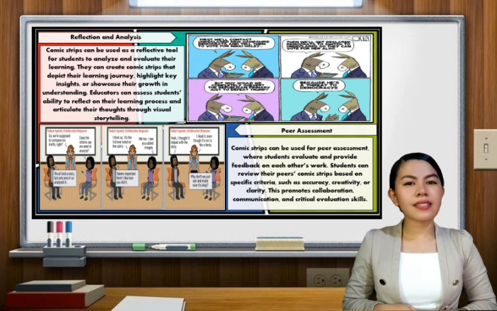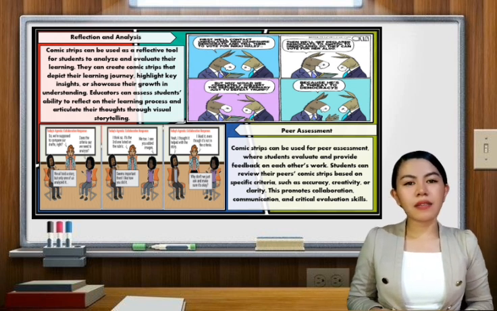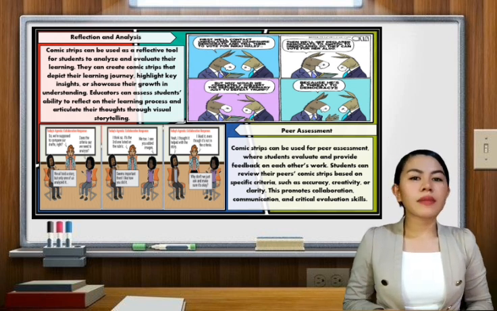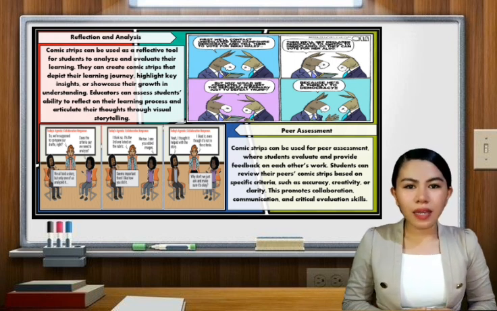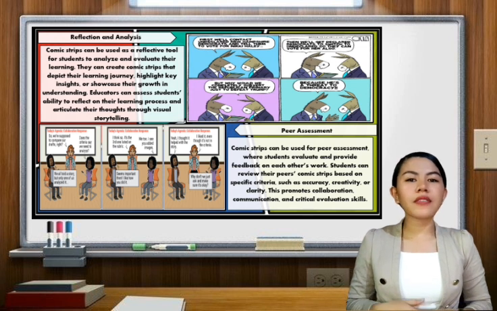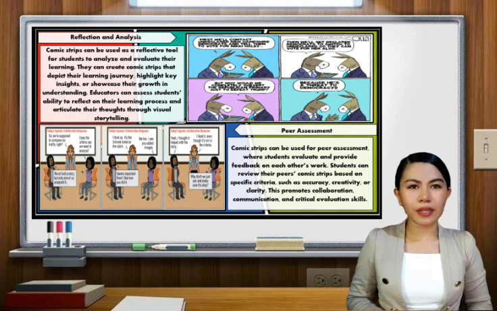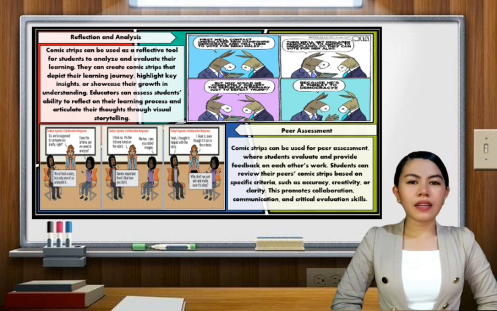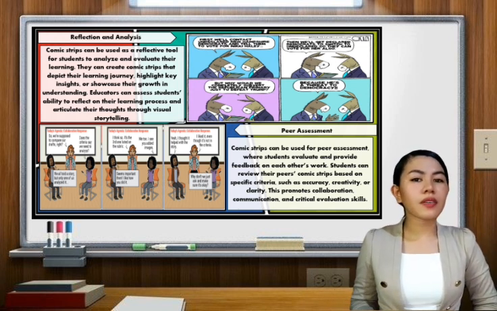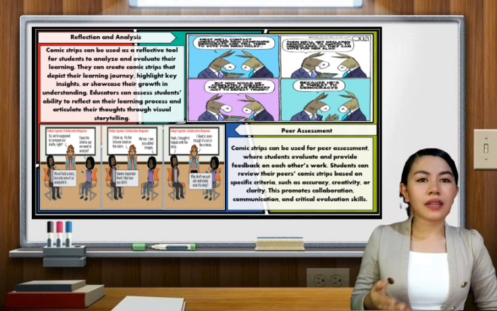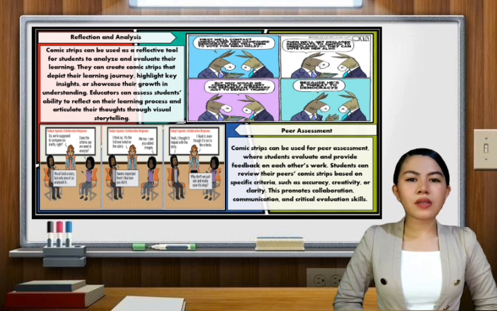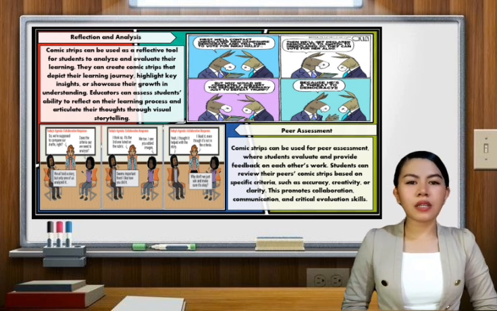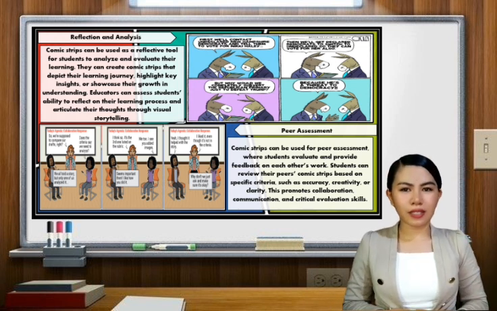And the last is comic strips can be used in peer assessment. Comic strips can be used for peer assessment wherein students evaluate and provide feedback on each other's work. Students can review their peers' comic strips based on specific criteria such as accuracy, creativity, or clarity. This promotes collaboration, communication, and critical evaluation skills.